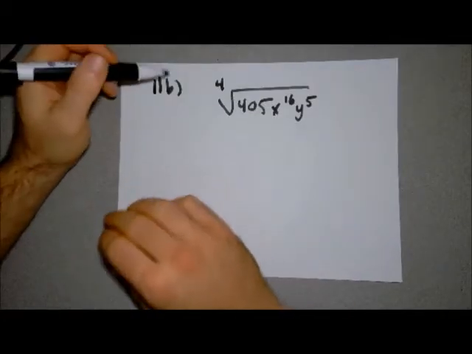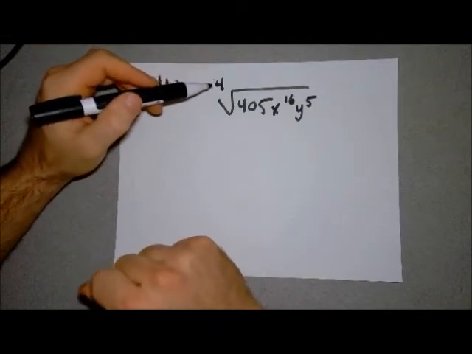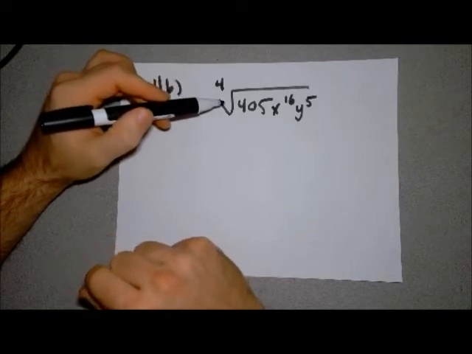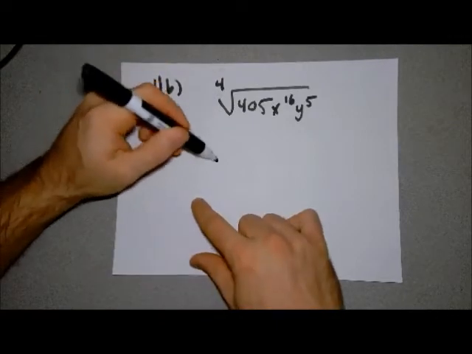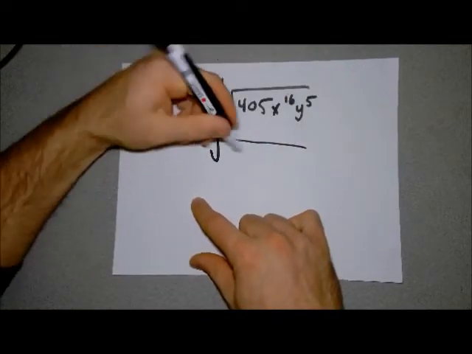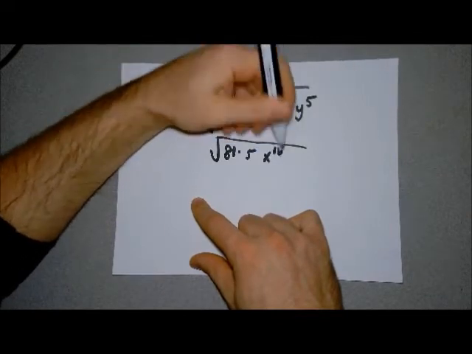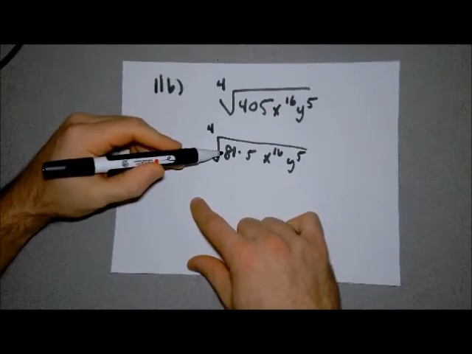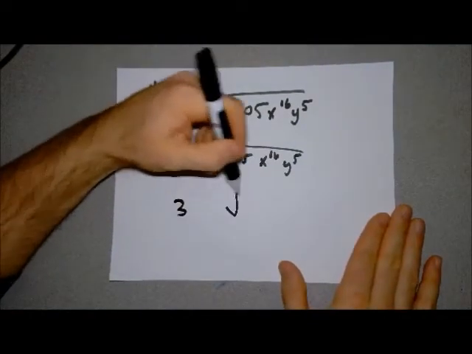For number 11b, it's the fourth root, and you start looking at your fourth root list, so your choices would be 1, 16, 81. You start trying to see which one of these numbers would go into 405. It ends up being 81 times 5. So this is the fourth root of 81 times 5, x to the 16th, y to the 5th. So you say, what is the fourth root of 81? And the fourth root of 81 is 3.